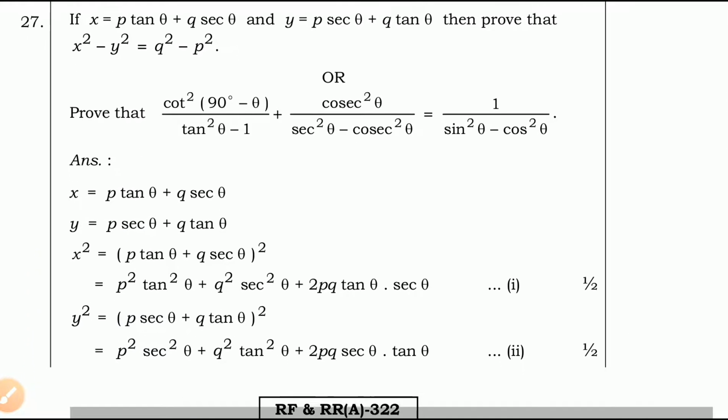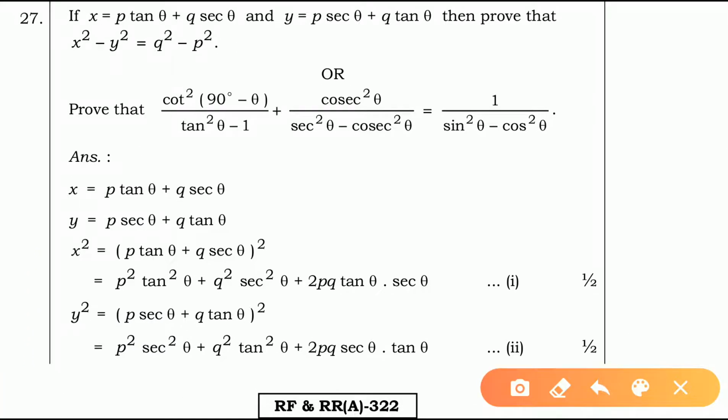Question number 27. If x is equal to p tan theta plus q sec theta and y is equal to p sec theta plus q tan theta, prove that x square minus y square is equal to q square minus p square. The question is like this. Here these two examples are simple.